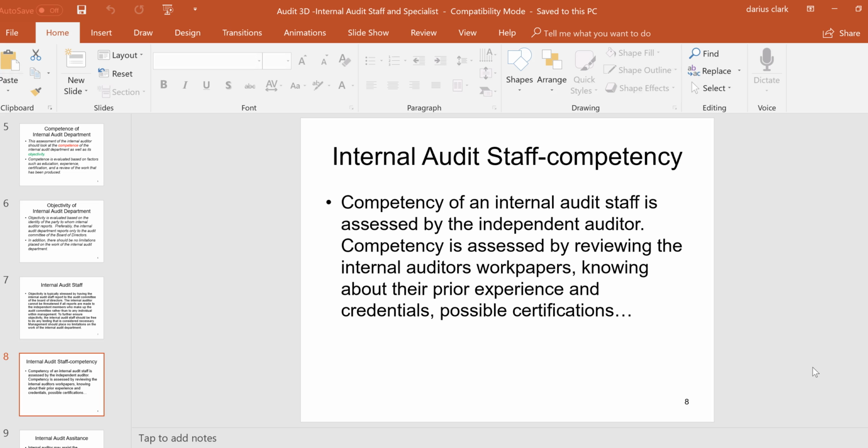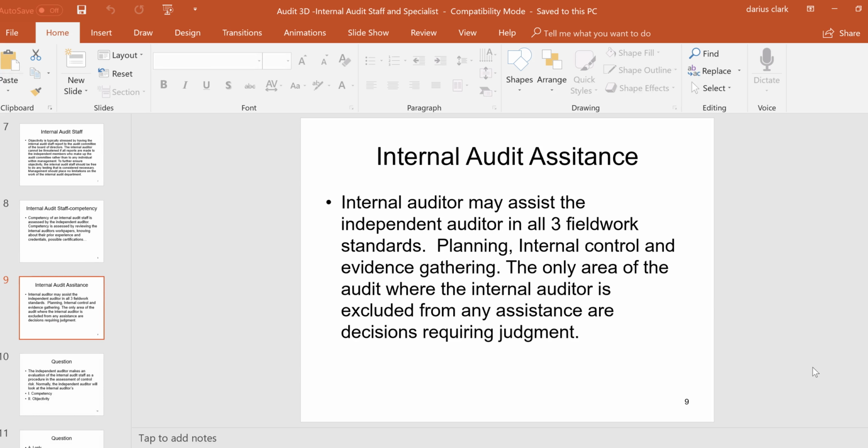They might be competent, they might not be objective. They might be objective, but we might not think they're competent. So we have to think they're both competent and objective if we're going to let them help us in this audit. So go to 9.